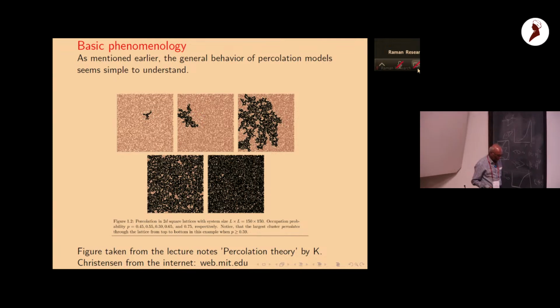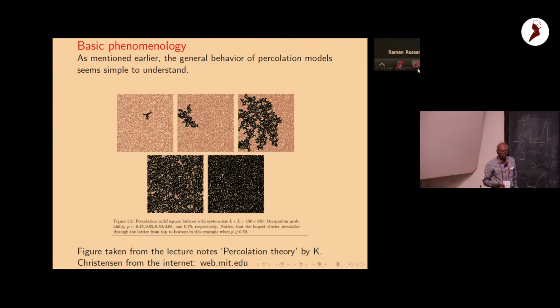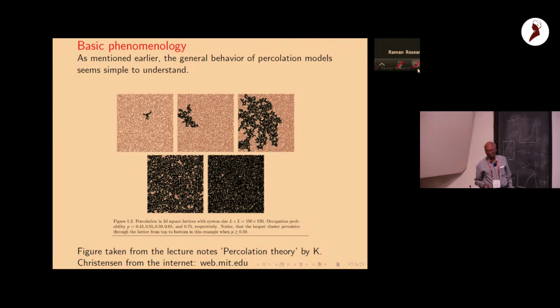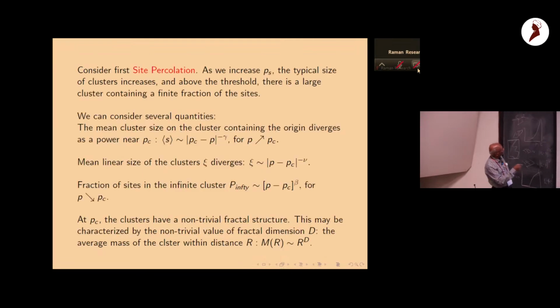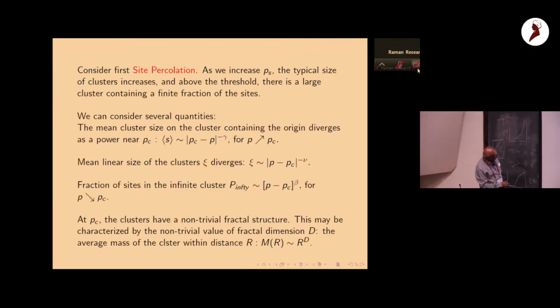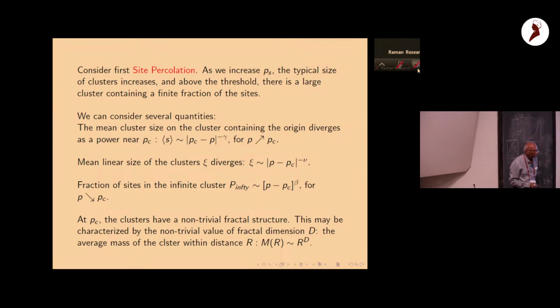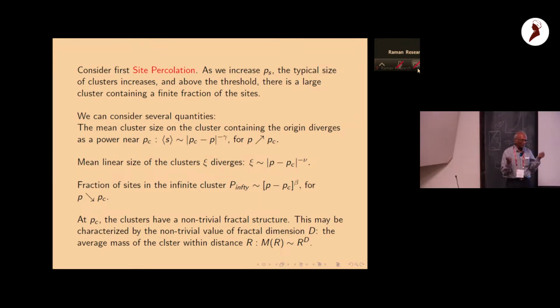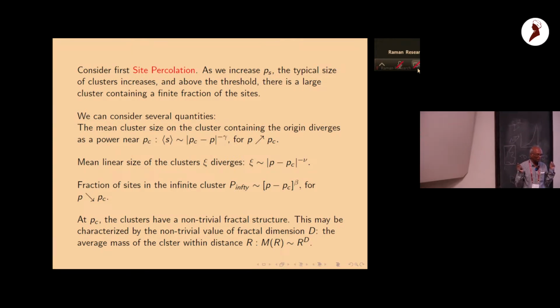So those problems depend on the details, and it is nice to figure out what they depend on and what they do not depend on. Okay. Pc is the critical threshold beyond which the infinite cluster first appears. The largest cluster which contains a finite fraction of all the sites.